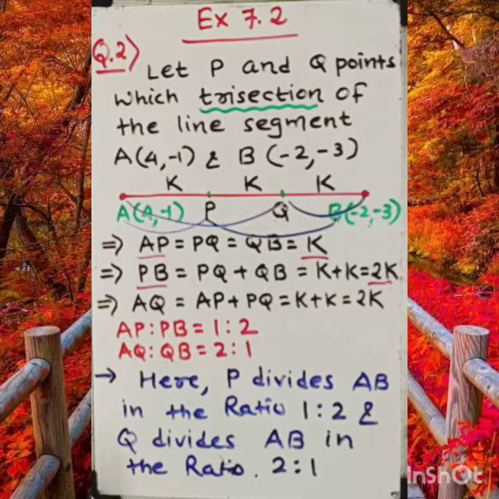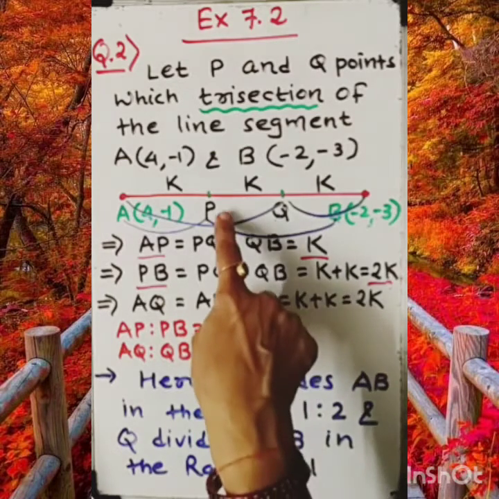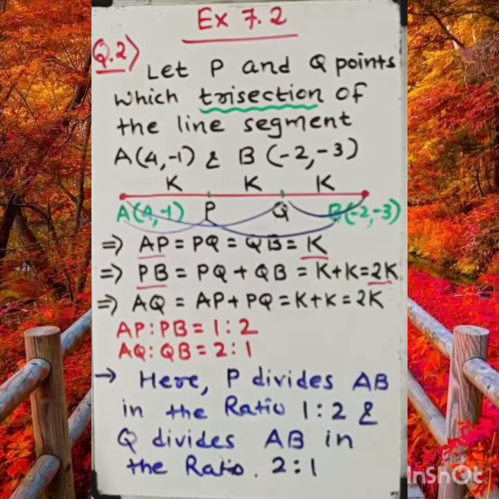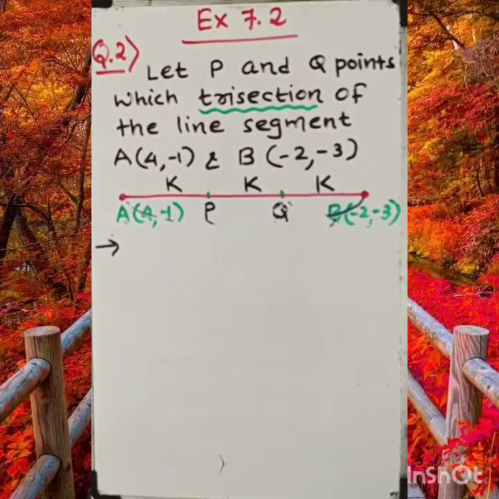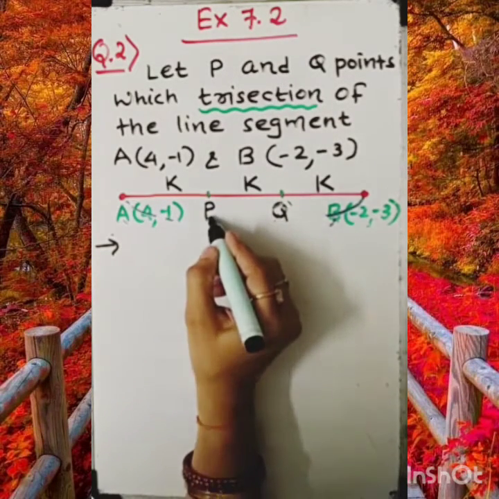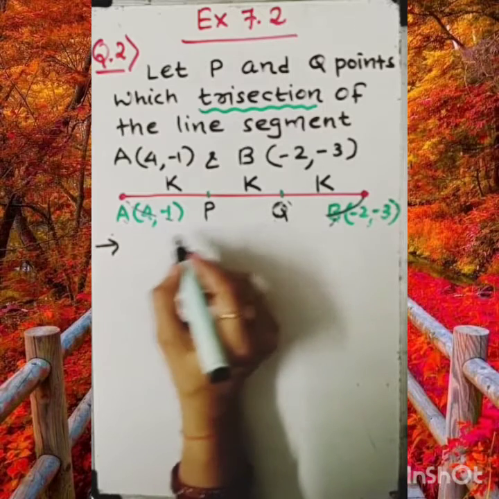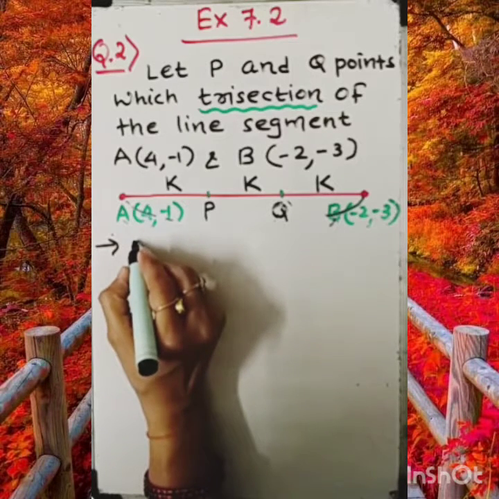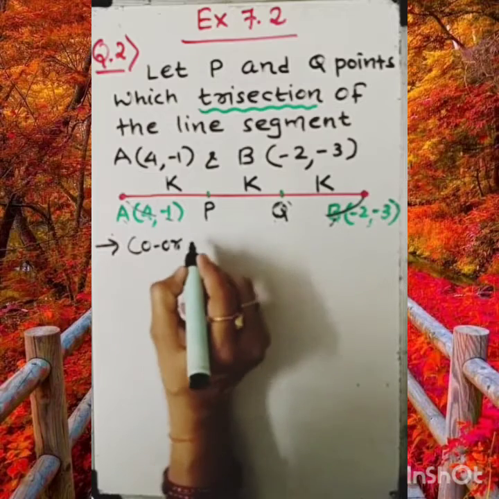This is the prior requirement before we apply the section formula individually to find the coordinates of point P and point Q. Let's proceed further now. We want to find the coordinate of point P, so we are applying the section formula. Here I am mentioning the coordinate of point P.